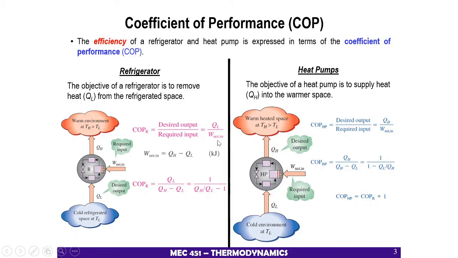And then you can rearrange. Net work is Q hot minus Q low. So you can substitute this equation into this equation, and you get this equation.